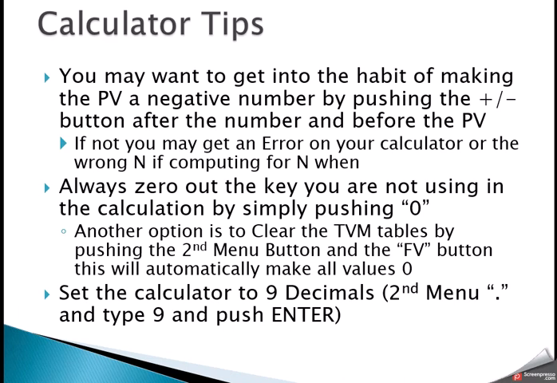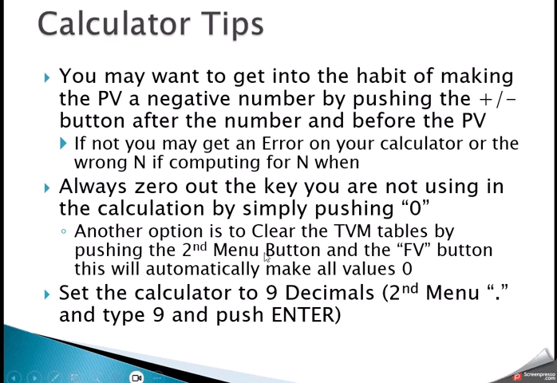So it's nice that it remembers it, but when you're moving from one problem to another and maybe you're not using that key or that value, you have to make sure you zero it out, because again, it's going to remember it. So what I do is I always just deal with all 5 keys. Every single problem I do, if I don't have a present value, I'm going to put a 0 in there. If I don't have a payment, I'm going to put a 0 in there. If I don't have a future value, I'm going to put a 0. That way I know everything's good.